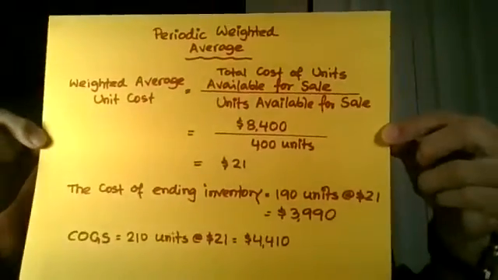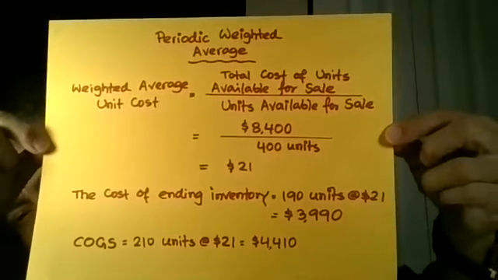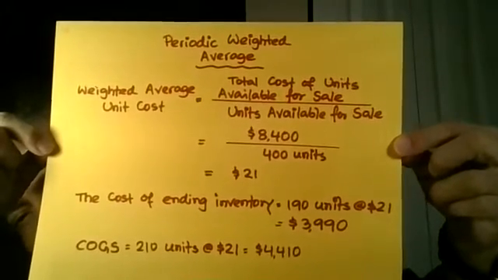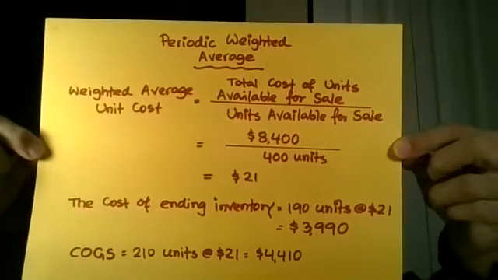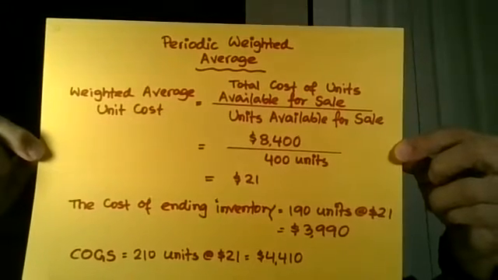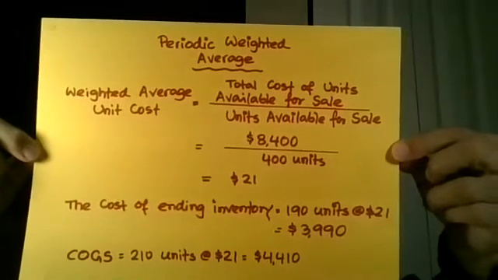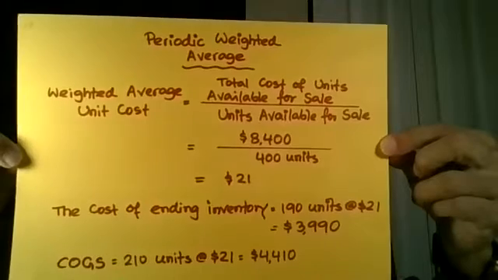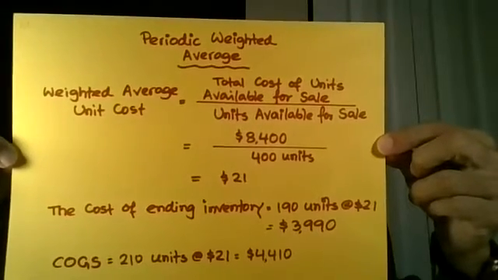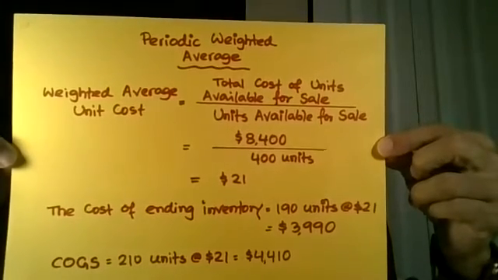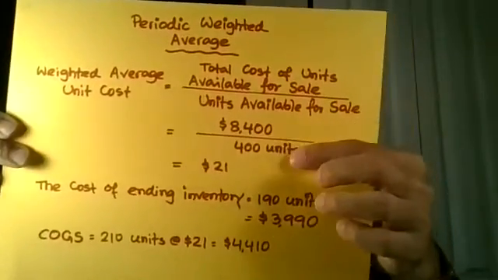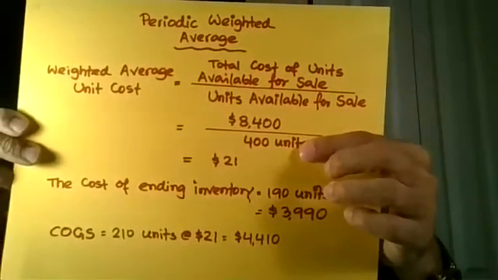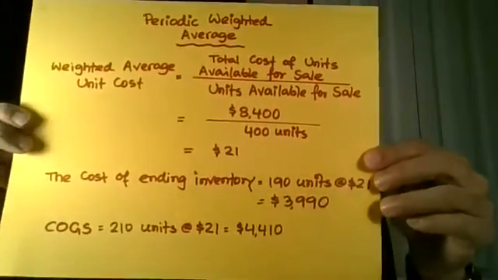So take a careful look. See the calculation of the formula. Weighted average cost per unit, or weighted average unit cost, is equal to total cost of goods available for sale divided by units available for sale. So total cost of goods available for sale was $8,400. Units available for sale was 400. So the average price is 21.